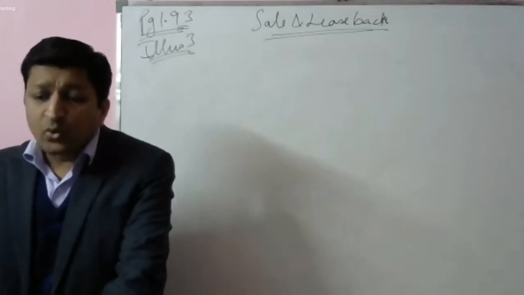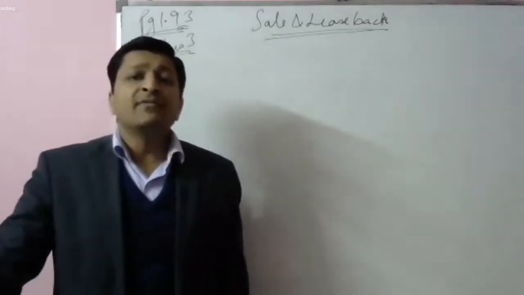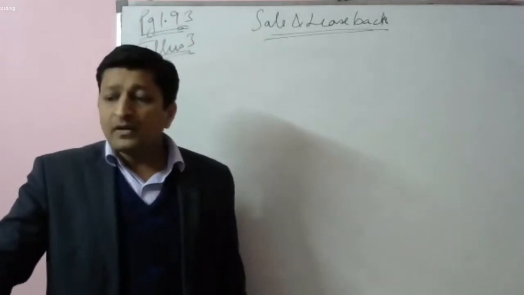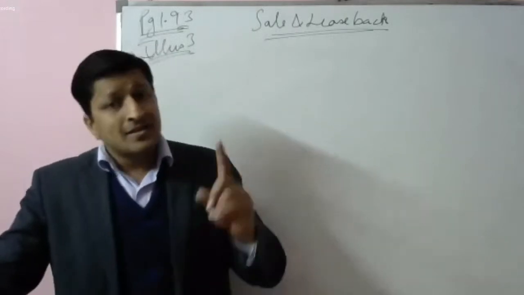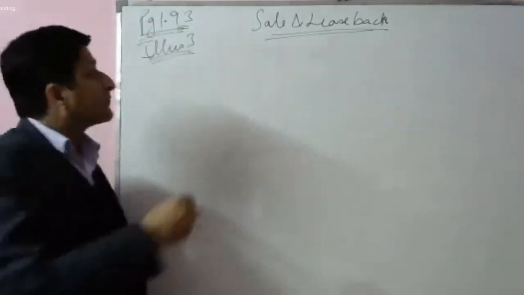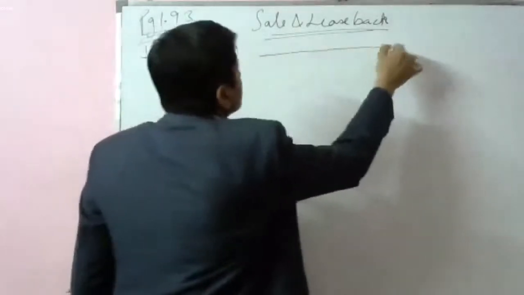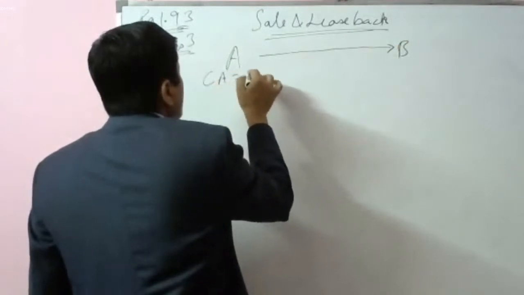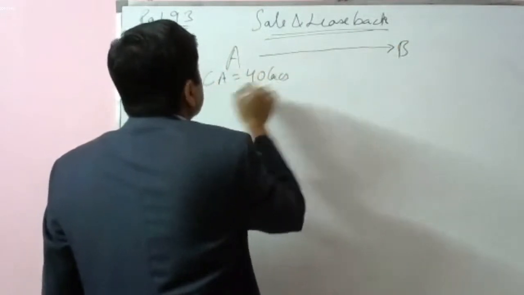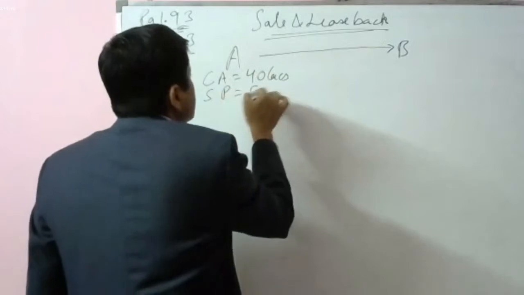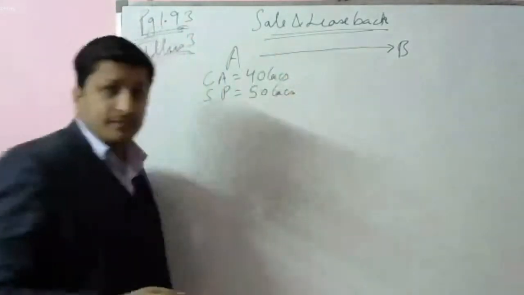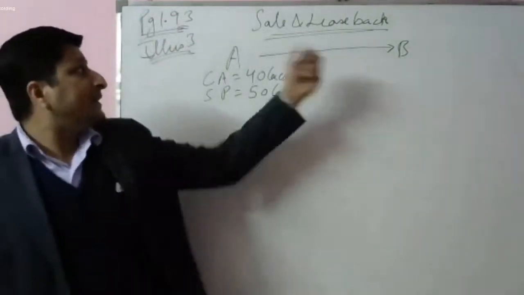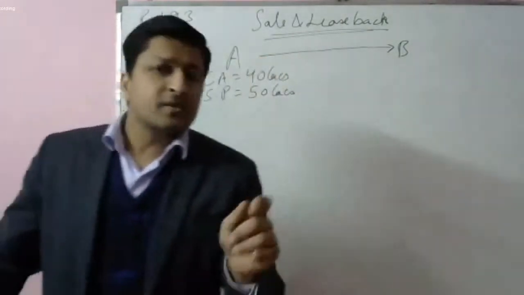Okay, so A sold machinery having WDV. What is WDV? Carrying amount of 40 lakhs to B Limited for 50 lakhs. What is 50 lakhs? Selling price. A sold to B. Carrying amount is 40 lakhs. Selling price is 50 lakhs. And the same machinery was leased back by B to A. So that means it's a case of sale and lease back.